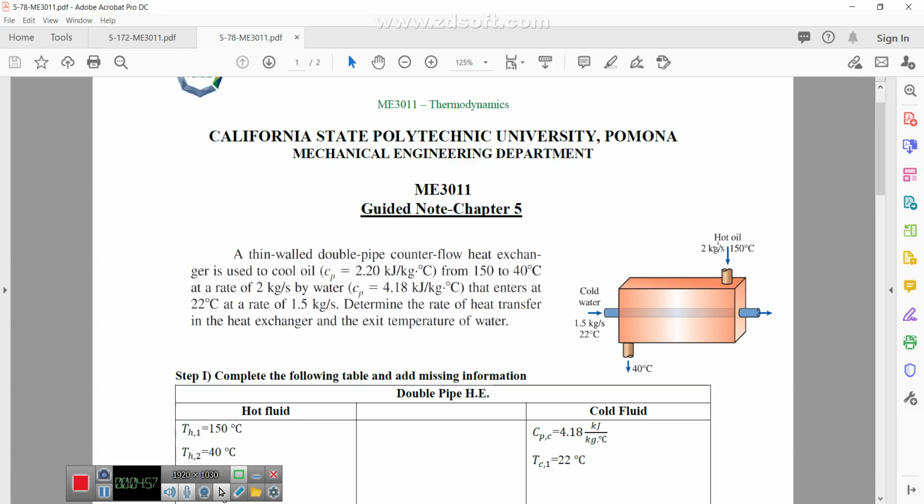and the hot fluid is a kind of oil, we have the m dot and the T hot in is 150, and then the T hot out is 40 centigrade. Cold fluid is water with the mass flow rate at 1.5 kilogram per second. The T inlet is 22 degrees centigrade, and the T cold in the exit is unknown.